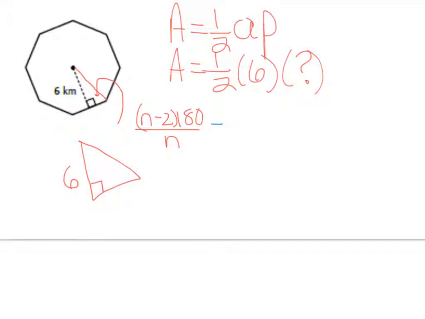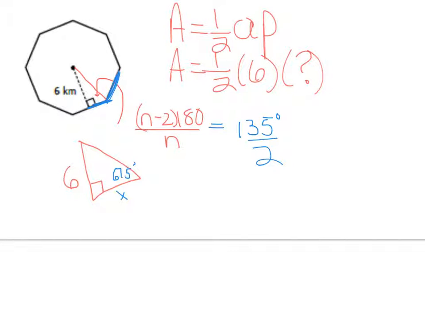So we find out by plugging in our values and letting n equal 8. We find out that the entire angle is 135 degrees. I'm going to outline that in blue. This entire angle is 135. We don't need the entire angle, so we're going to divide it by 2, and we get 67.5. So this angle right here is 67.5. And so we're going to use that to find the side so that we can get the perimeter.